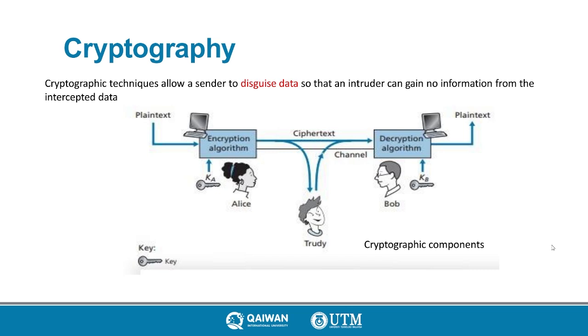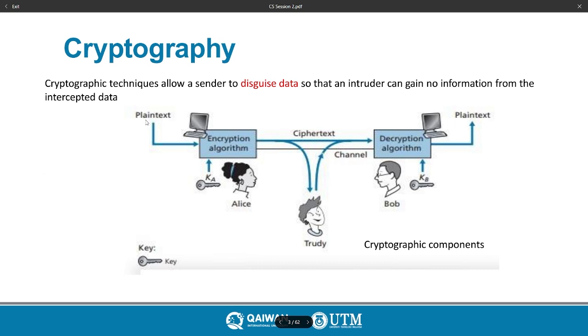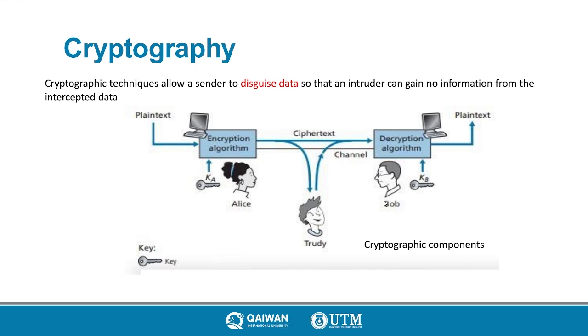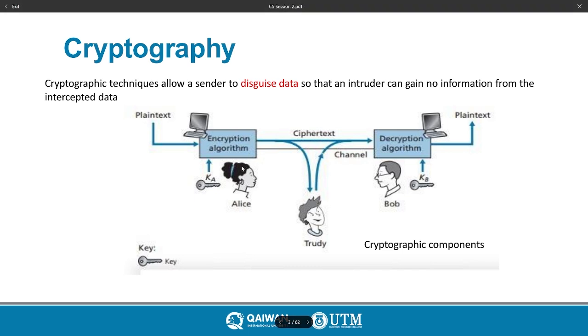Now let's start. What is cryptography? Cryptography is a technique allowing a sender to disguise or hide data so that an intruder can gain no information from the intercepted data. In other words, we have our plain text or our message. Now this is Alice. Alice wants to send a message to Bob. Our job, or cryptography's job, would be to make sure that this plain text will not be seen by Trudy.